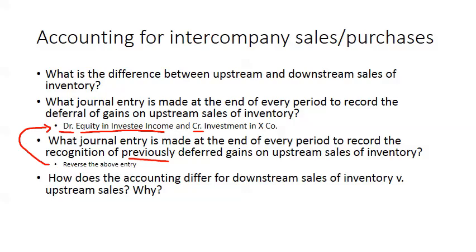How does the accounting differ for downstream sales of inventory versus the upstream ones? Well, the accounting doesn't differ at all, and that's because the gains are there one way or the other, and we need to remove them or defer them. So when we're doing the equity method, that's an investment between 20 and 50% typically, it doesn't matter if it's an upstream or downstream sale, we still need to do the two entries that we just talked about.